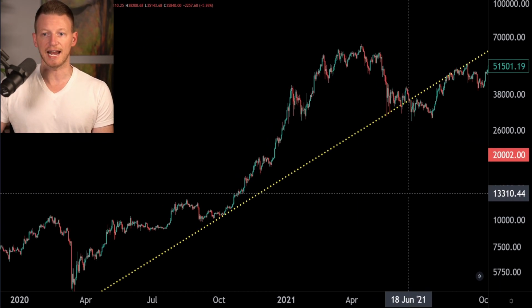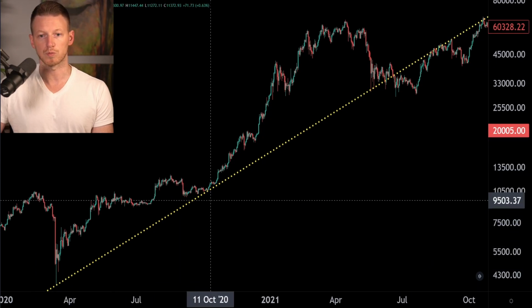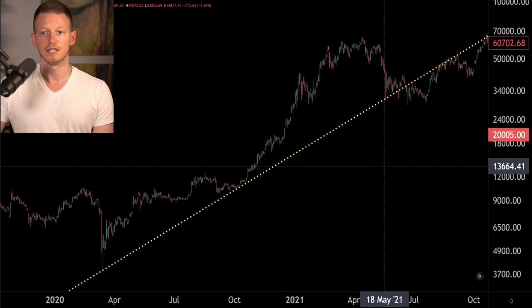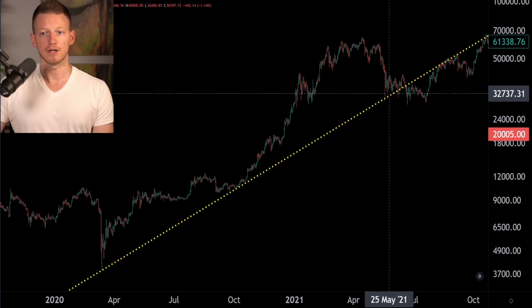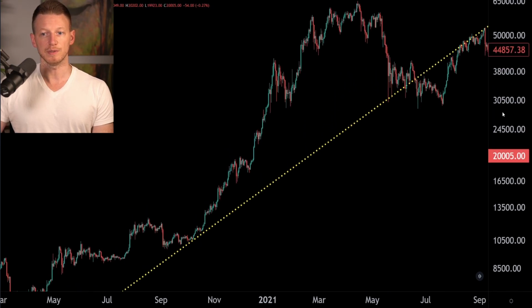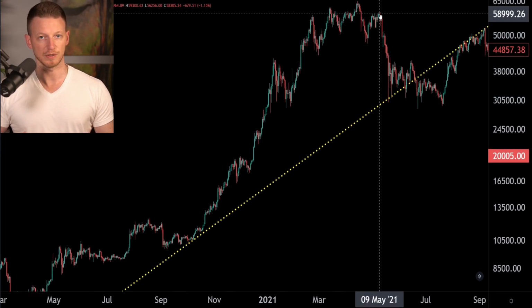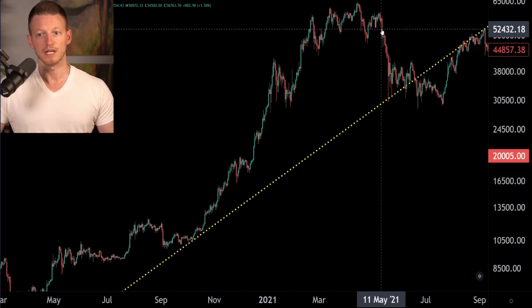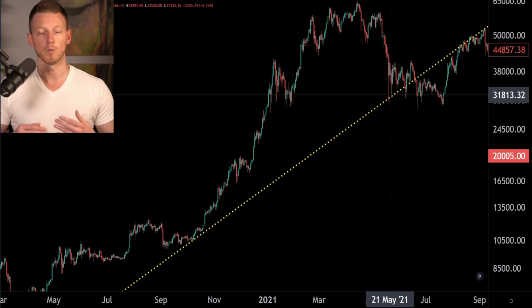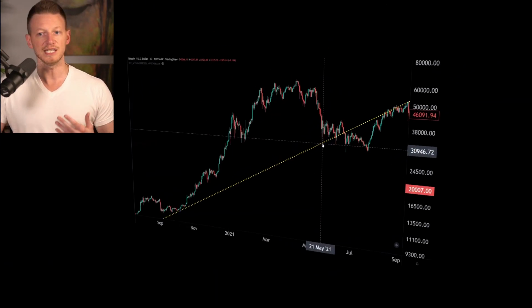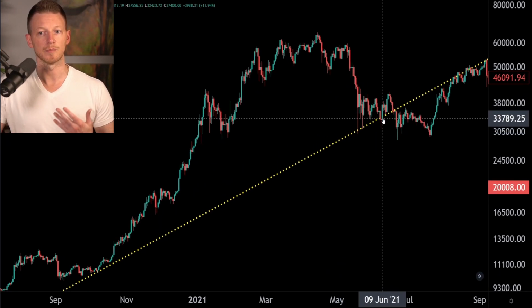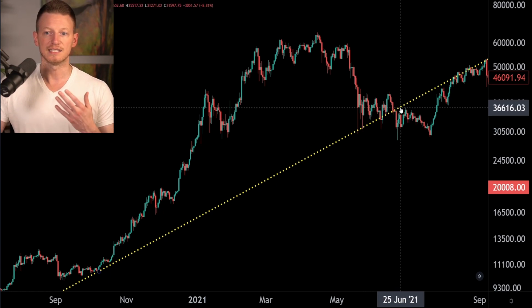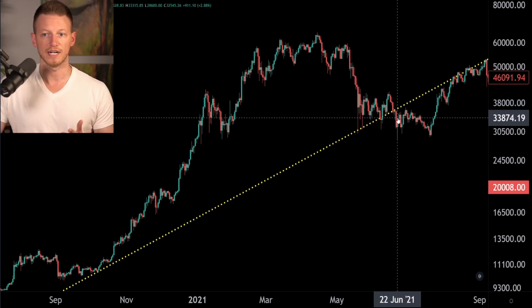And you can see that as we traveled directly up this path here, this is where we held as support as we crashed down from May of 2021. Elon Musk tweets, China bans crypto, and we come crashing down. And where do we hold as support? You see that we held this line perfectly as support until we crashed below right here.